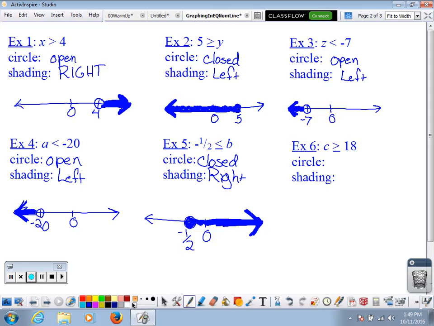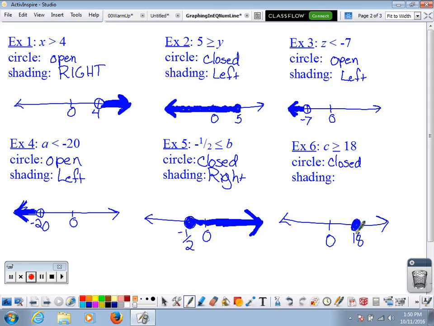Okay, how about number 6? I've got C is greater than or equal to 18. 0. Here's 18. Okay, what do we think about the circle? Why closed? Or equal to. Greater than or equal to means that that 18 is part of my solution. So I want to shade it in.